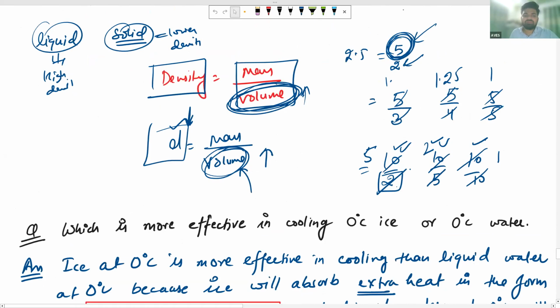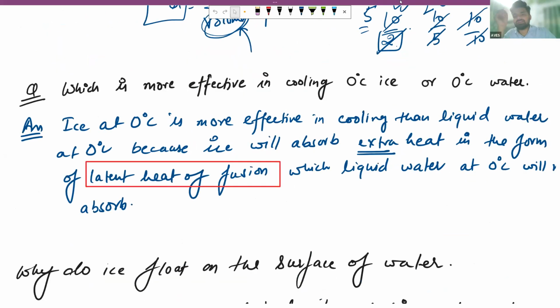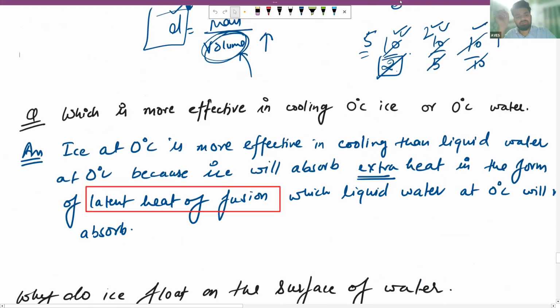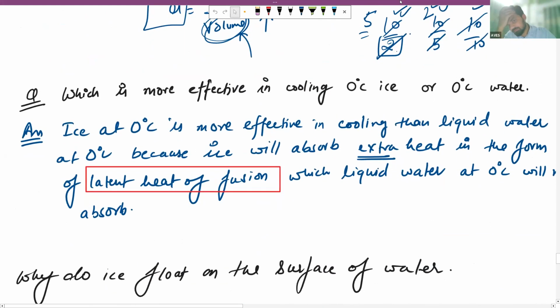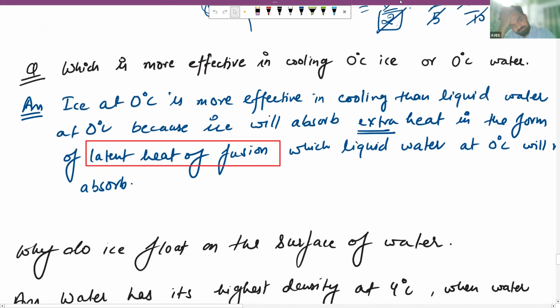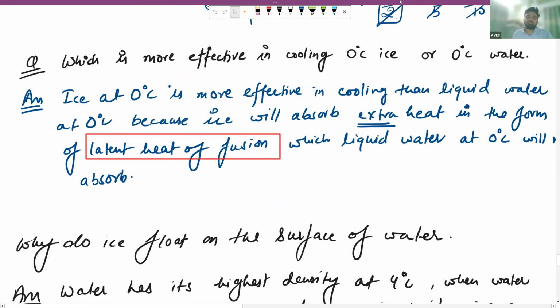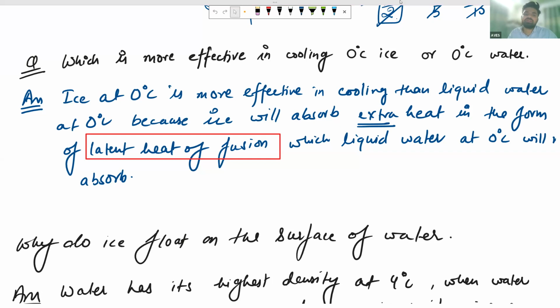Which is more effective? Ice at 0 degree temperature. Do that check. Check it once. Is it in your copy? Yes, sir. Which is more effective in cooling? Ice or water at 0 degree temperature?